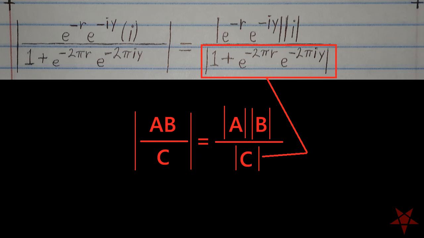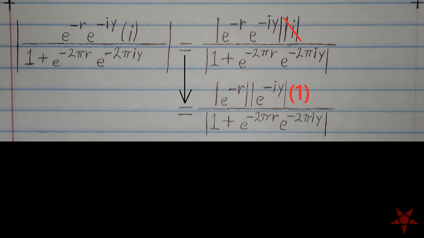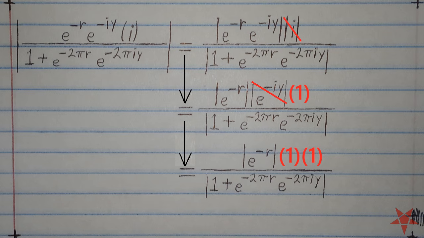This allows us to separate the absolute value of the numerator from that of the denominator, while splitting the numerator into a multiple of two separate absolute values. The absolute value of i is 1, so we can cross it out. Next, we use similar logic to separate the two exponential terms in the numerator into separate absolute values. The absolute value of e to the negative iy is equal to 1 for all real values of y, so we can cross it out, leaving us with e to the negative little r in the numerator.